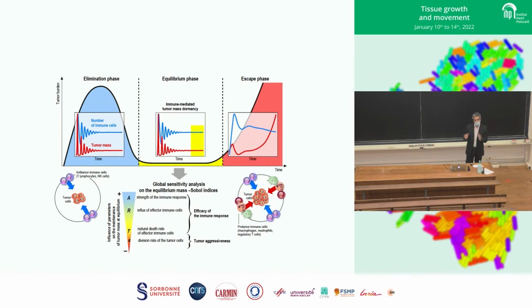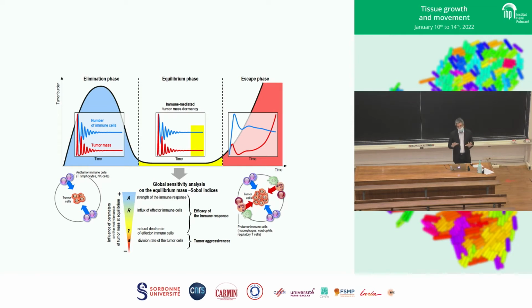Okay, so here again, this is another picture to illustrate what we want to do. You have the three phases. The elimination phase: you have a tumor that appears somewhere, it is eliminated, it tries to grow again, and it is eliminated again. And at some moment, you have the establishment of some equilibrium where the two quantities remain in a constant state. The tumor is under the control of the immune system. Okay, so this is what we want to describe.